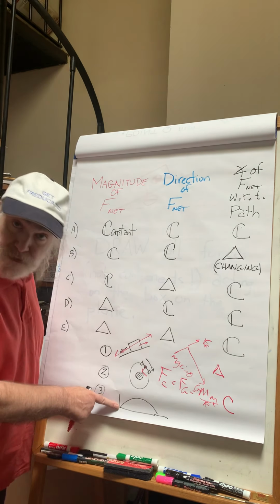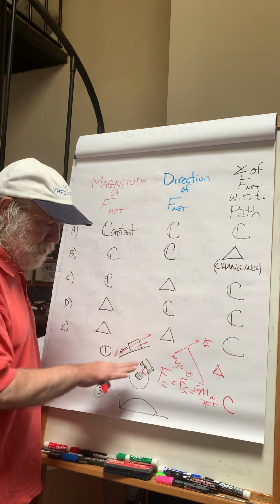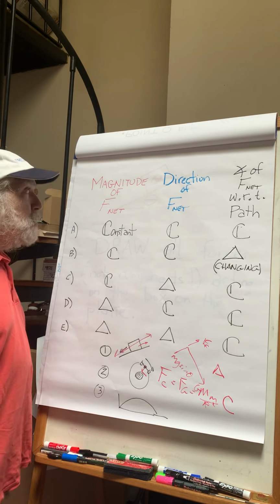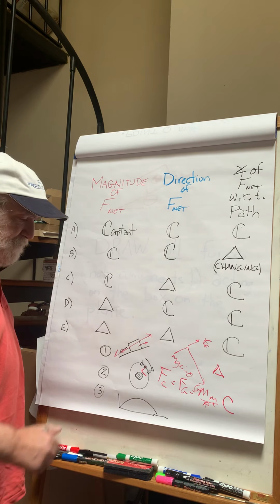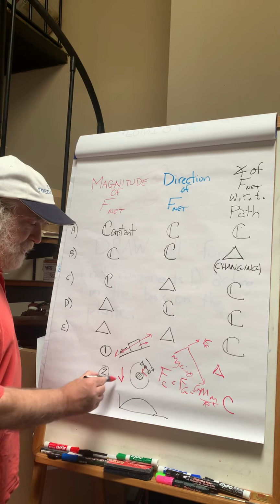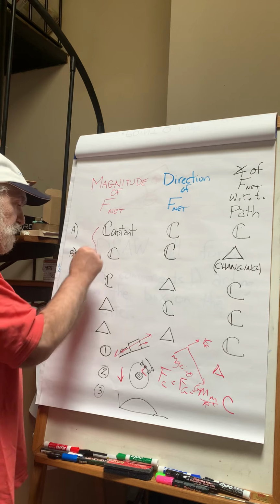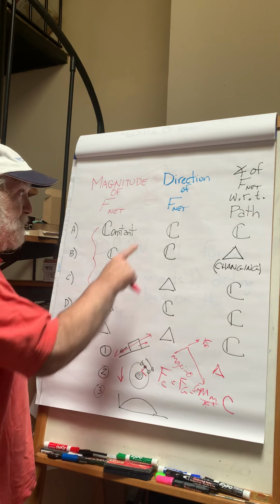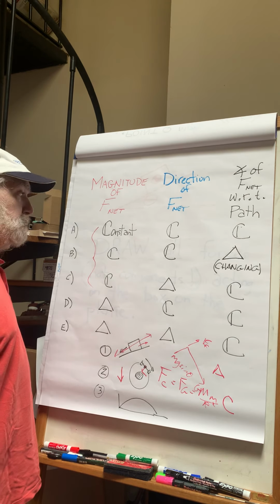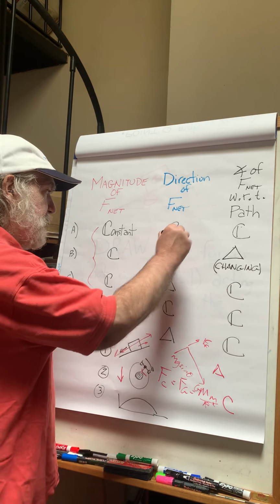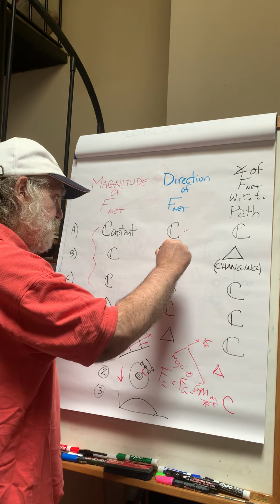And then the last problem, which is shooting at and landing at the same height, a projectile. We want to know the magnitude of F net. The magnitude of F net is constant downwards, so I want a constant. I like these 3 so far. And the direction of F net, it's not changing, so constant, constant, like in this one and this one.